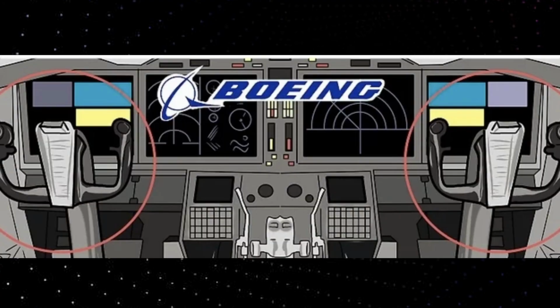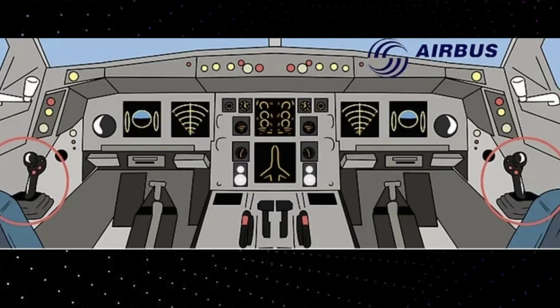If you are inside the cockpit, you will observe that Boeing aircraft have a U-shaped steering wheel, but contrary to that, Airbus aircraft have a side stick on the left and right hand side of the cockpit. So these are some of the design differences where you can see the cockpit and tell which aircraft manufacturer it is.